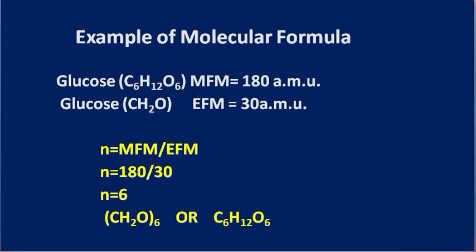So how can we find out our molecular formula? With the help of the empirical formula and the whole number. So N is equal to MFM upon EFM. So N is equal to 180 upon 30, N is equal to 6, right? And when we multiply by this whole number 6, we will get this formula, C6H12O6.